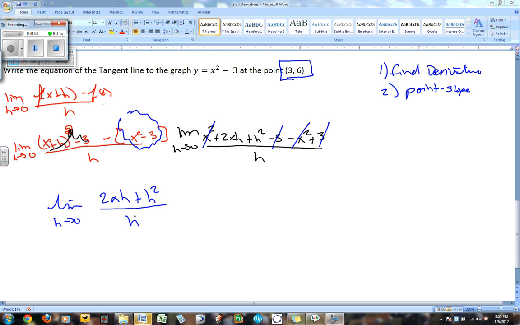Since every term has an h, we can do one of two things. We can pull an h out and say we have h times 2x plus h, because if I distributed that again, I would have 2xh plus h squared divided by h, right? That's the same thing as what I have over here.